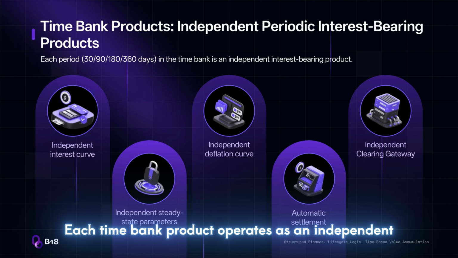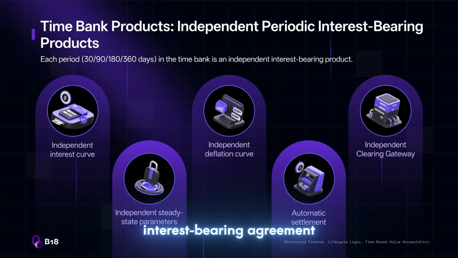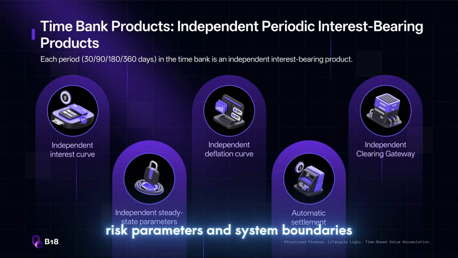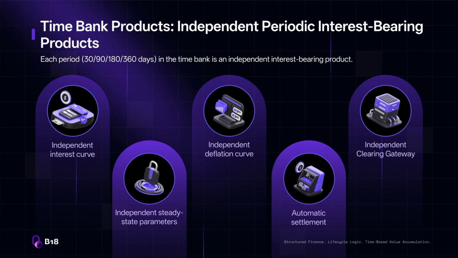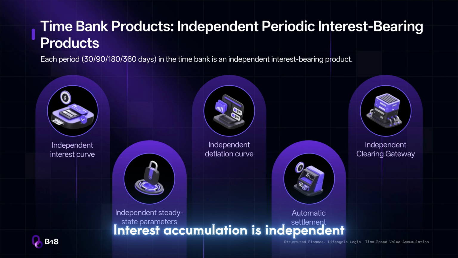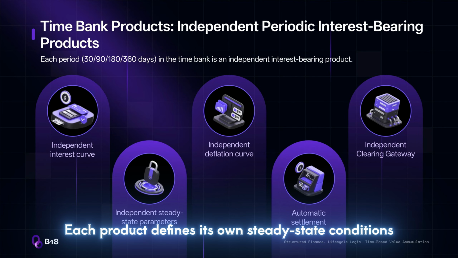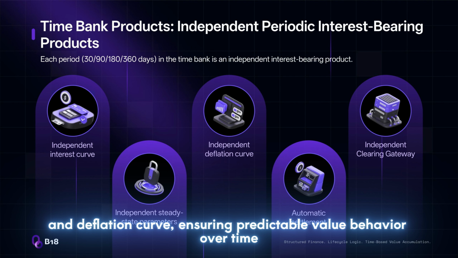Each time bank product operates as an independent interest-bearing agreement. Every period, such as 30, 90, 180, or 360 days, has its own interest curve, risk parameters, and system boundaries. Interest accumulation is independent and not influenced by other products or market speculation. Each product defines its own steady-state conditions and deflation curve, ensuring predictable value behavior over time.